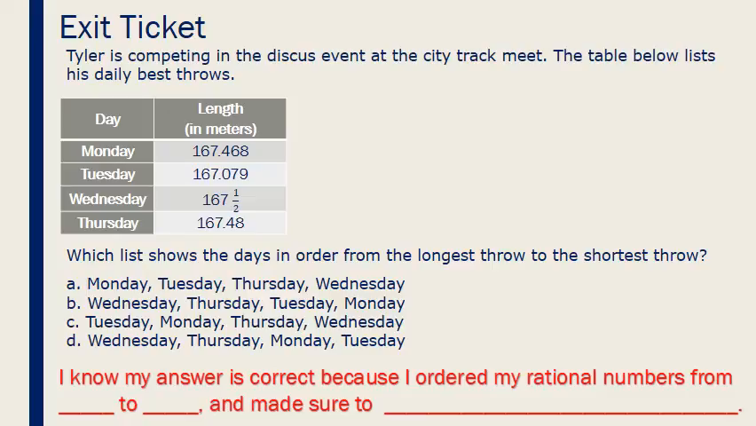The sentence stem: I know my answer is correct because I ordered my rational numbers from blank to blank and made sure to. Now, the way you order your rational numbers should be from least to greatest or greatest to least, correct? Whatever this problem is asking you to, that's what should go in there. And you made sure to. What did you make sure to do? What did you have to do to complete this problem? That's what I want you to put in there, and I want you to have a good day.